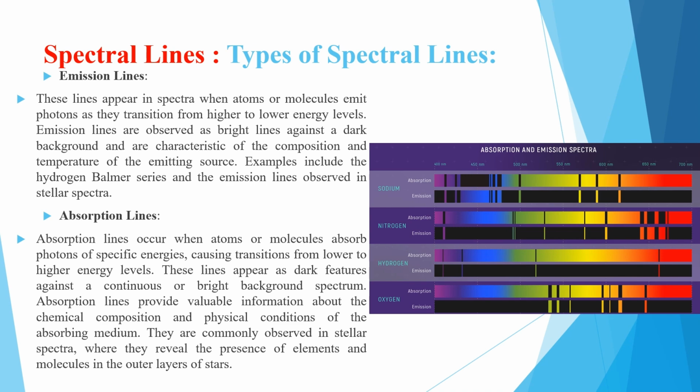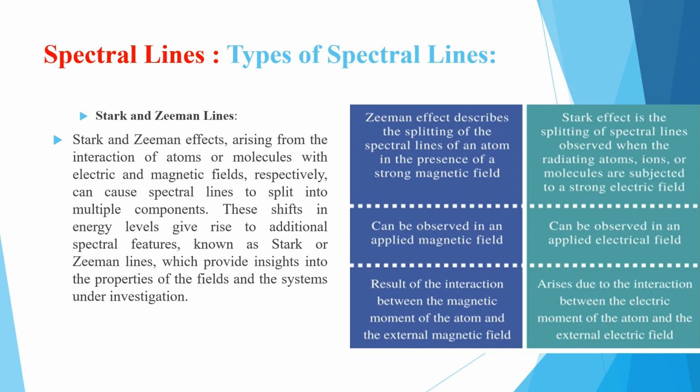We can also see other types of spectral lines, such as Zeeman and Stark lines. Stark and Zeeman effects, arising from the interaction of atoms or molecules with electric and magnetic fields respectively, can cause spectral lines to split into multiple components. These shifts in energy levels give rise to additional spectral features known as Stark or Zeeman lines, which provide insight into the properties of the fields and the system under investigation. This table gives us the different properties of the Zeeman effect and the Stark effect.